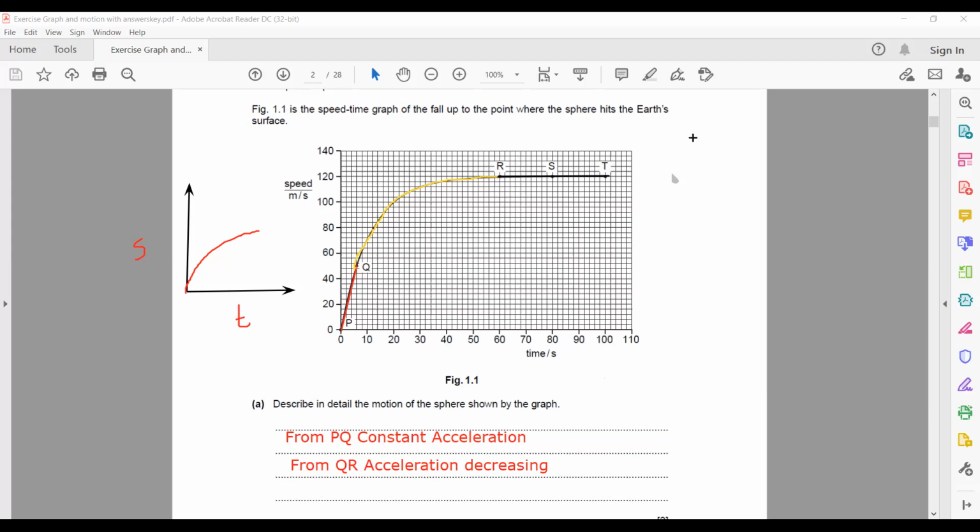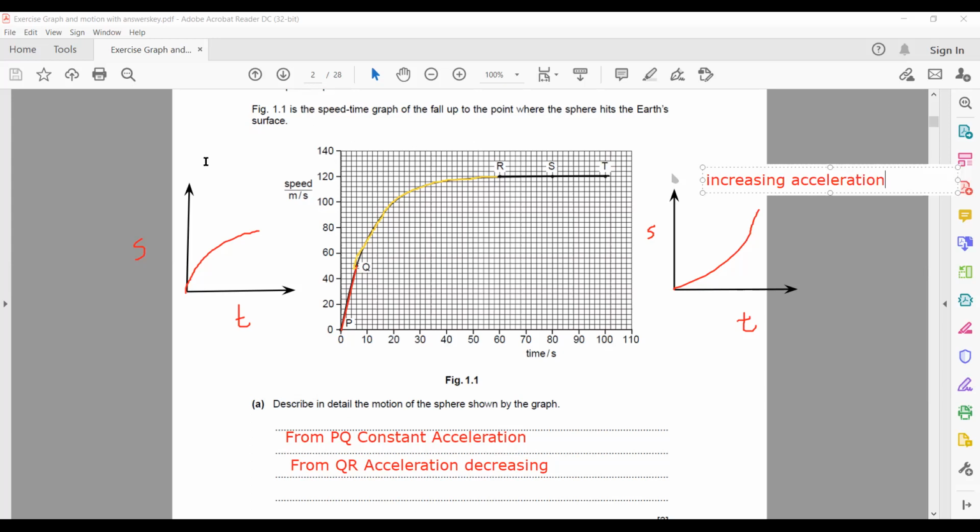If it was an increasing acceleration, then what will be the shape of the graph? For a speed time graph, this shape represents increasing acceleration. And the other part, this shape is representing decreasing acceleration.